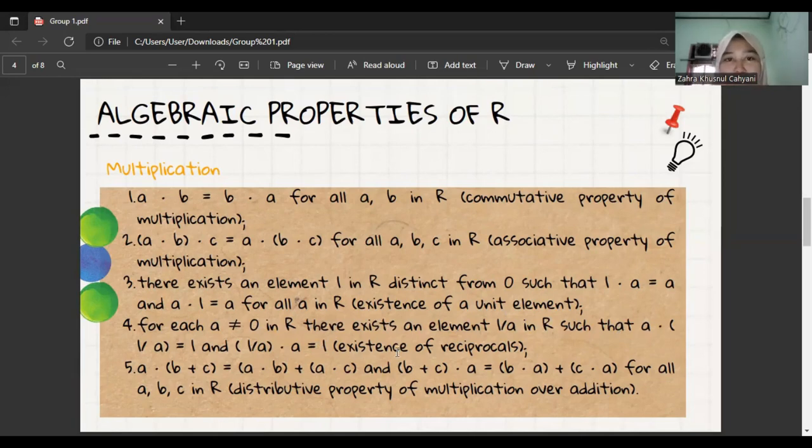And for the last property of multiplication, we have the distributive property of multiplication over addition. A times parenthesis B plus C equals parenthesis A times B plus parenthesis A times C, and parenthesis B plus C times A equals parenthesis B times A plus parenthesis C times A for all A, B, C in R.